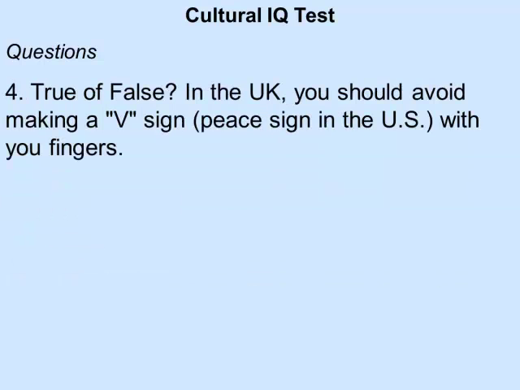Number 4, the correct answer is true. When visiting the UK, avoid making a V sign with your fingers. Although in some cultures this may symbolize peace or victory, in the UK as well as in New Zealand and Australia, it means get lost, piss off, or even the F word. Actually, there's a difference in meaning depending on whether you turn your palm toward yourself or toward that person, but it kind of gets confusing there.